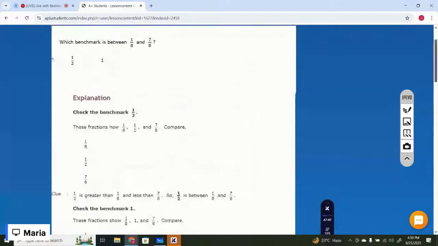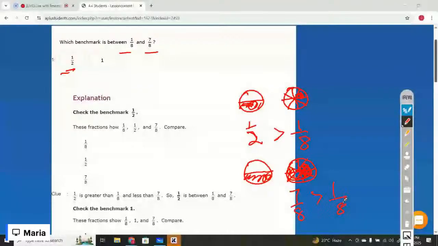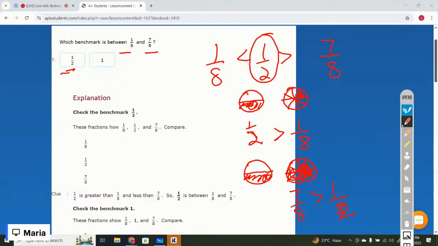So 1 by 2 is greater than 1 by 8. Now you have to compare 1 by 2 and 7 by 8. Which is greater now? 7 by 8 is greater than 1 by 2. That means 1 by 8 is less than 1 by 2 and 7 by 8 is greater than 1 by 2. So the benchmark, the one that is in the middle of those two fractions, is 1 by 2. That is actually the concept of the benchmark.